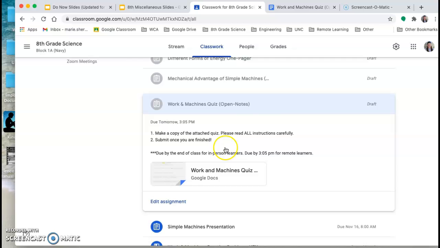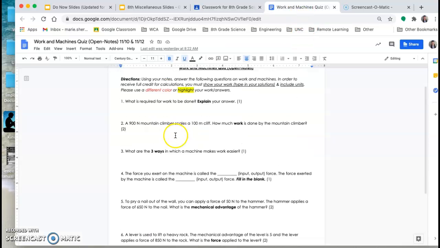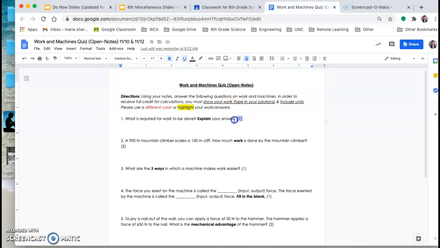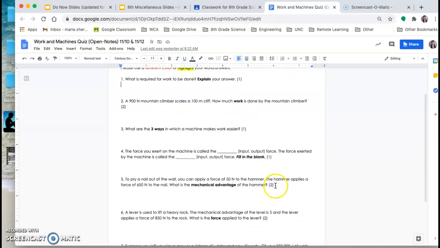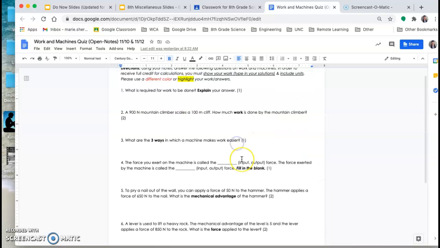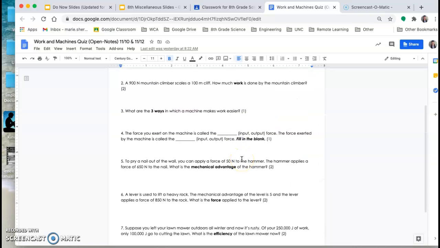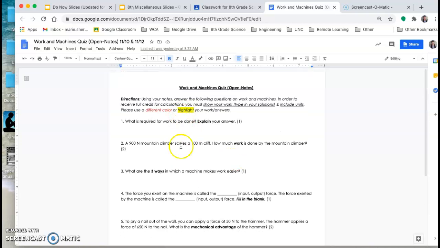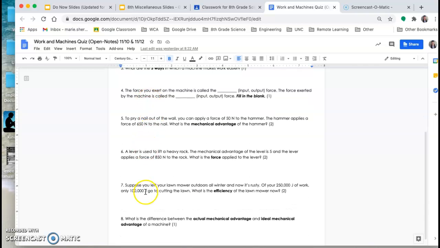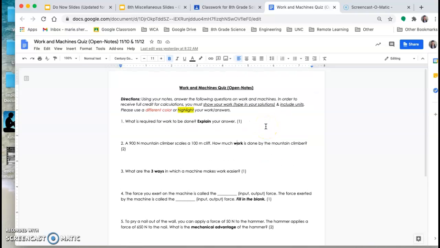You will want to make a copy of the quiz, and you will see that the quiz is going to have some questions that are worth 1 point and some questions that are worth 2 points, making it a total of 12 assessment points. The questions that are worth 2 points are going to require you to show your work and include a calculation. So please make sure that for questions 2, 5, 6, and 7, you are including your solution by typing it out and including your final answer with units.